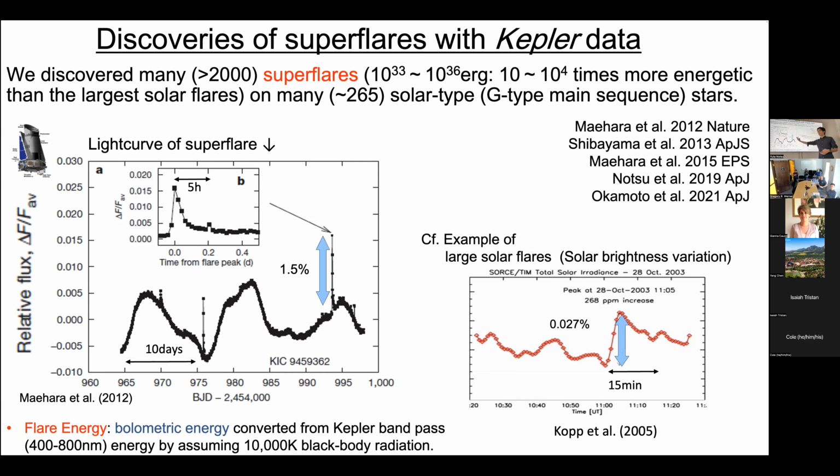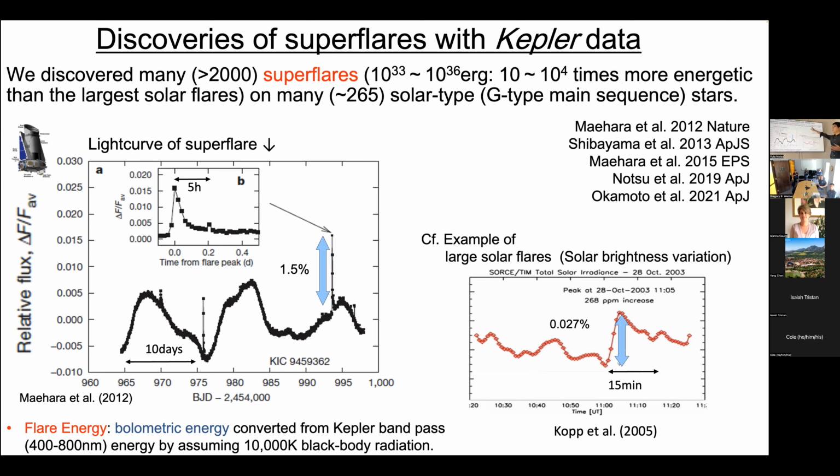And if you zoom out, the amplitude changes like this: a relatively sudden brightening and gradual decrease. This corresponds to a flare light curve. The amplitude is different, but this is an example of a solar flare also. Using more than 10,000 solar-type stars' data, we discovered many superflares. Considering the amplitude difference, this corresponds to a much larger flare compared to a usual solar flare. So this corresponds to superflares.